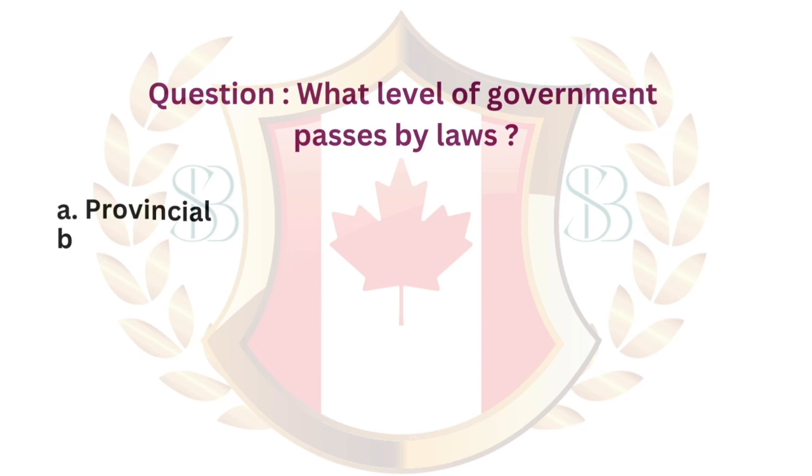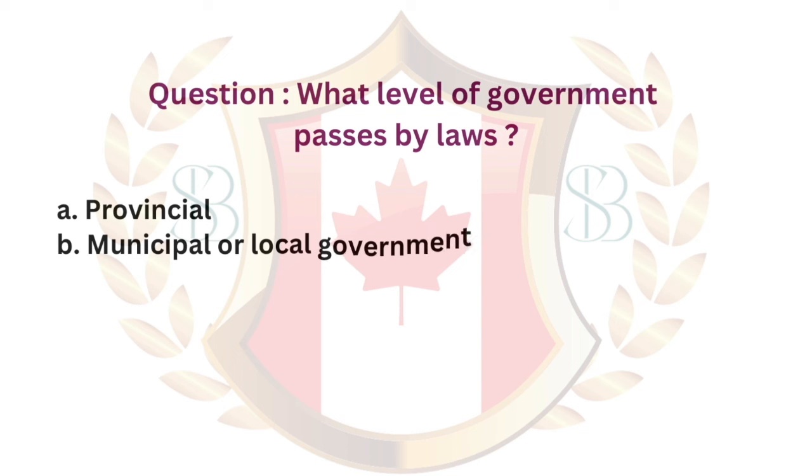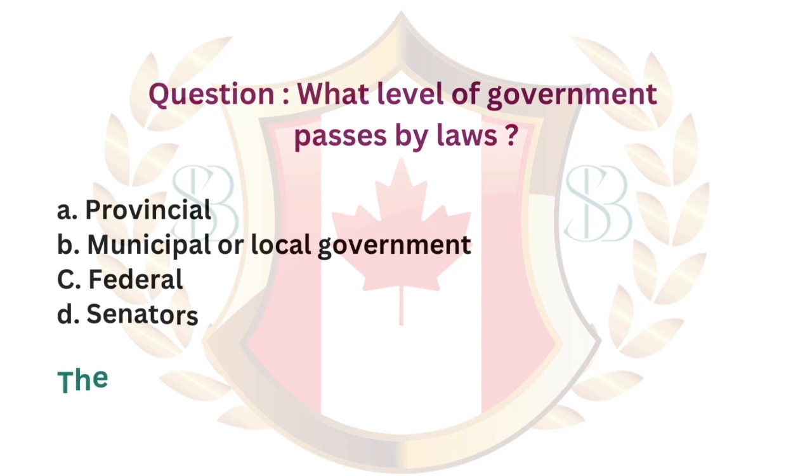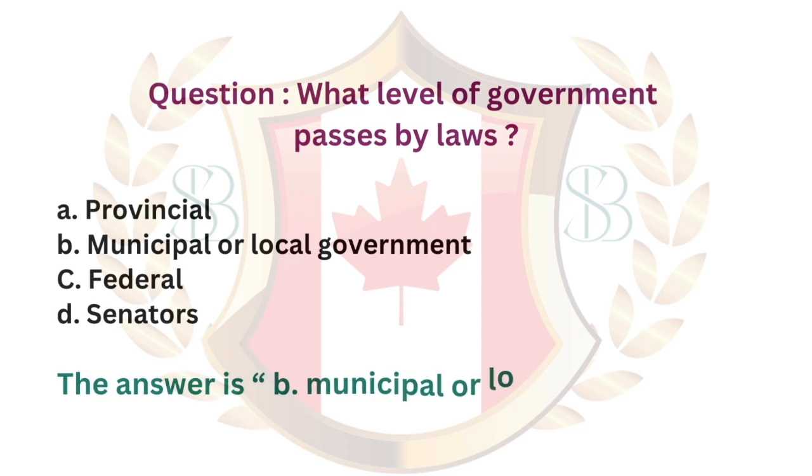Question. What level of government passes bylaws? A. Provincial. B. Municipal or local government. C. Federal. D. Senators. The answer is B. Municipal or local government.